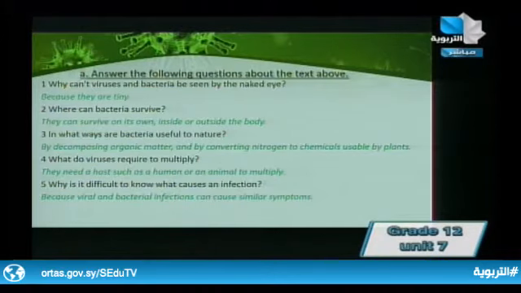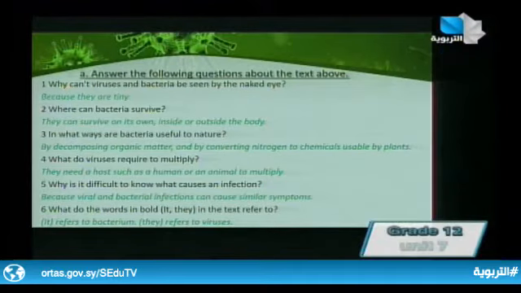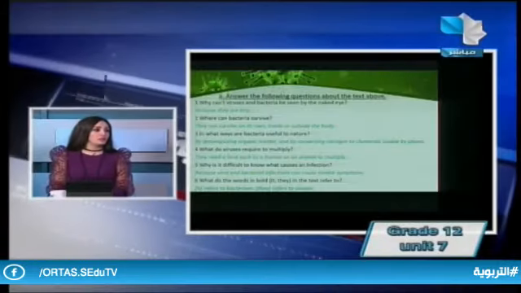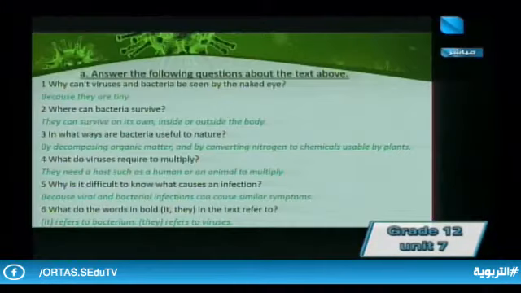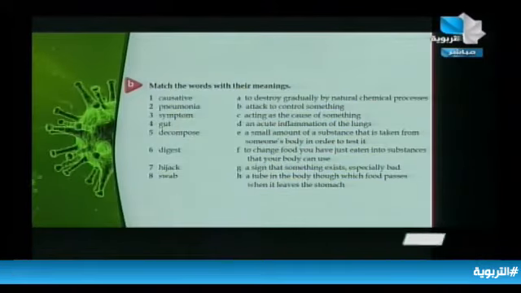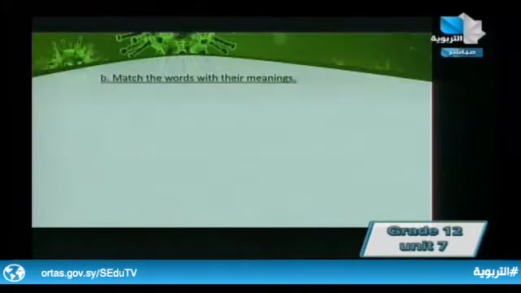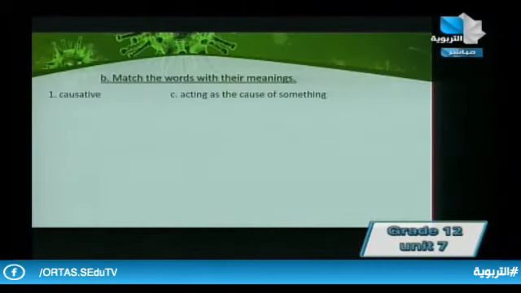Number 6, what do the words in bold, it and they, in the text refer to? Here it refers to bacterium and they refers to viruses. Of course, here the purpose of reading is comprehension. Now we can move on to exercise B. Mr. Hussam, please. Exercise B, match the words with their meanings. Number 1, causative. It means, number C, acting as the cause of something. Number 2, pneumonia.